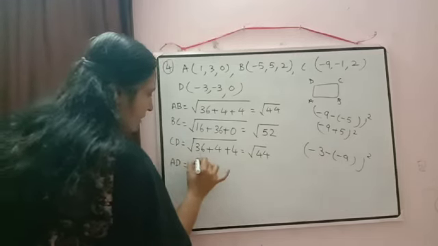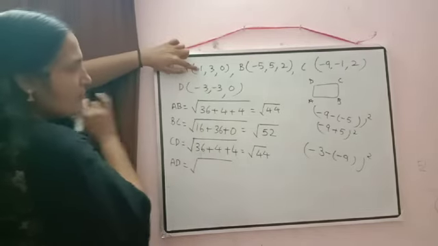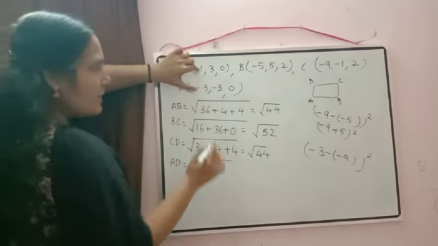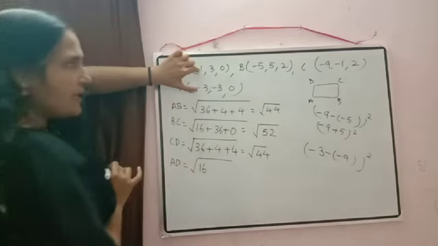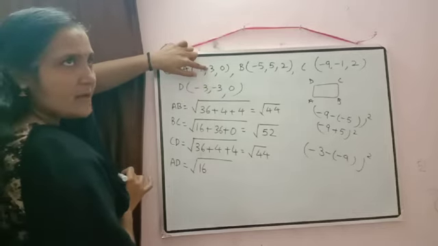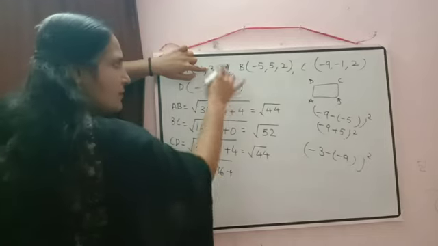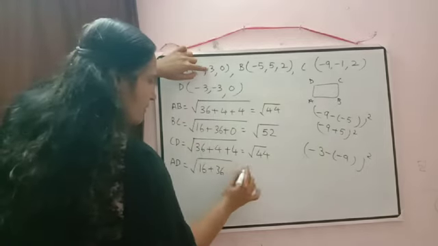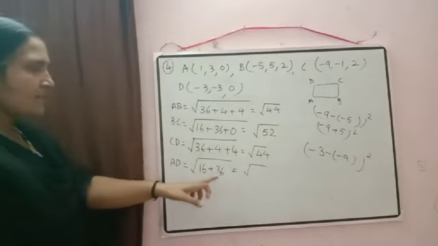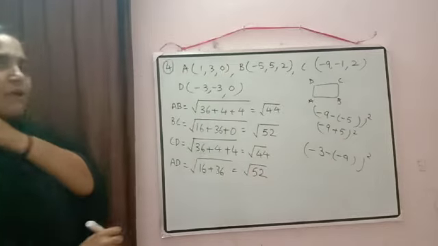Then next, after AB, BC, CD, comes AD. AD is equal to the square root of minus 3 minus 1, which is equal to minus 4. The whole square is 16. Then next, minus 3 minus 3, minus 6 square is 36, plus 0 minus 0, 0 only. If you don't want to write that, don't write it. No problem. Again, what will come? 36 plus 16, just now we wrote here, it is equal to root 52.